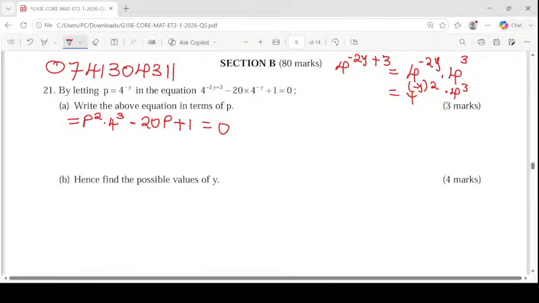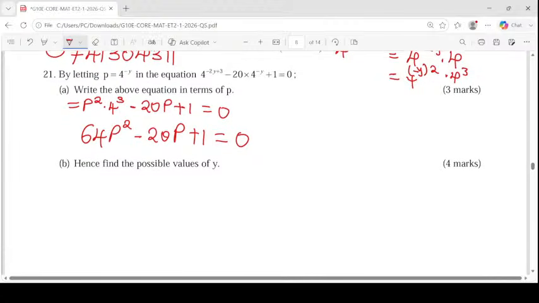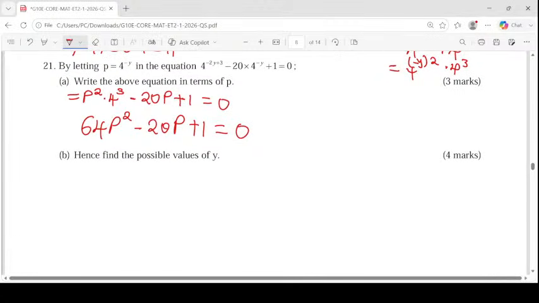So this will become 4 cubed is 64. So this will be 64p squared minus 20p plus 1 is equals to 0. I've written the equation in terms of p. Part B, hence find the possible values of y.